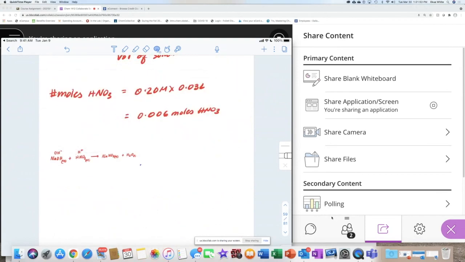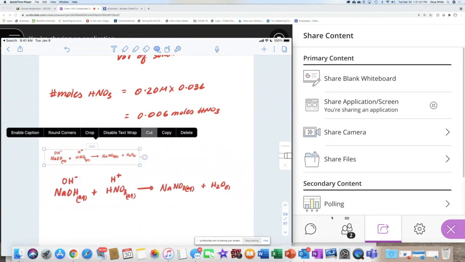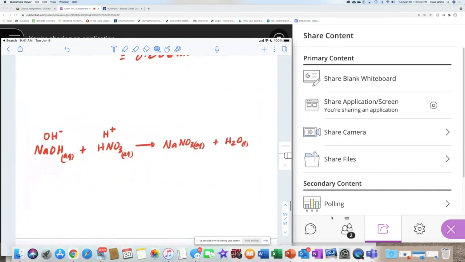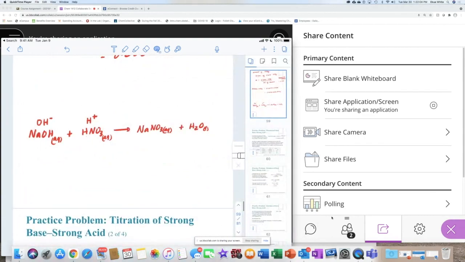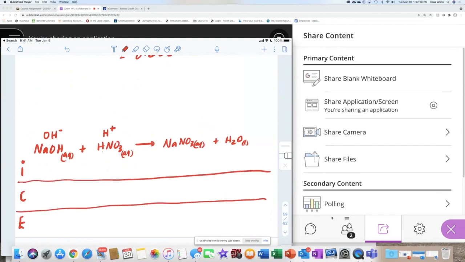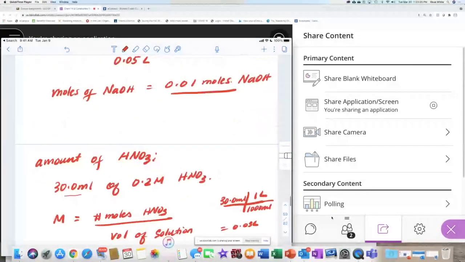ICE tables are predominantly written for weak acid equilibriums and stuff, but you can use them in other areas too. I'm about to use it here so you can see how it works out. I want to see my initial amount, my change, and then the amount I have in the end. This time, E doesn't stand for equilibrium. E stands for in the end, or left over. Okay? In the beginning, I can see the amounts I have.